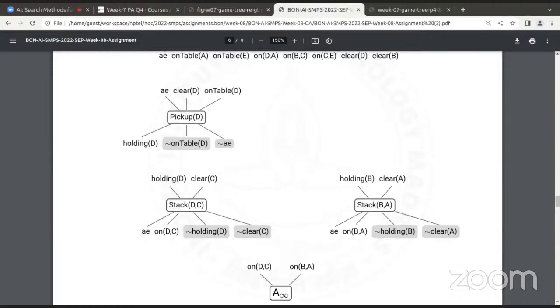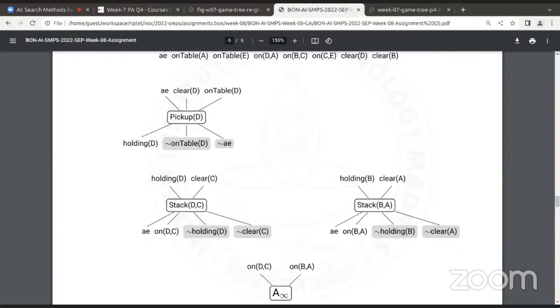Now the first two subgoals, on D C and on B A, I can immediately say you have to do a stack D C. There is no other alternative. How do you get on D C? We have to stack B on A. That choice is very clear. It is deterministic. Those two choices I can immediately put on the screen.